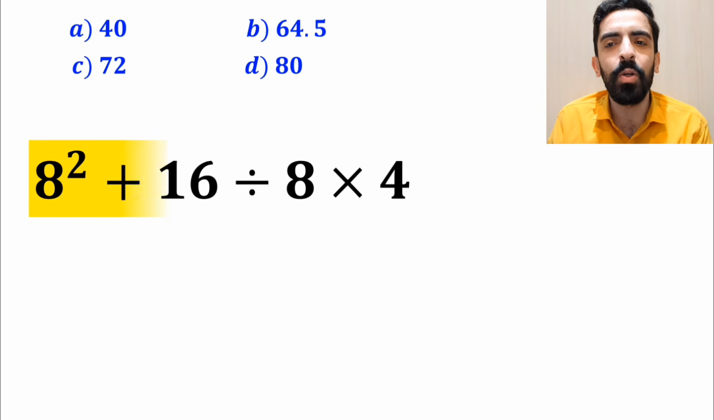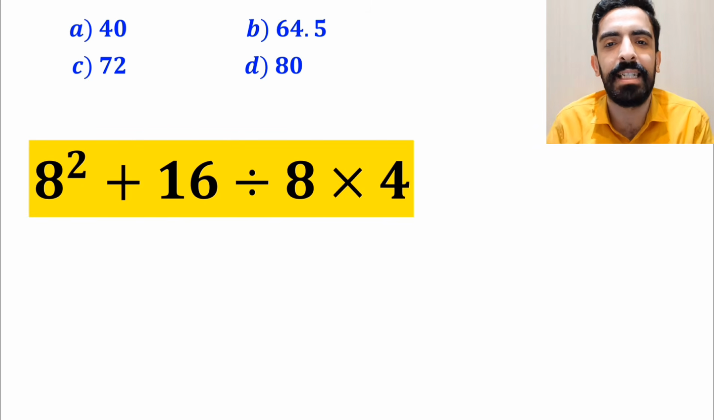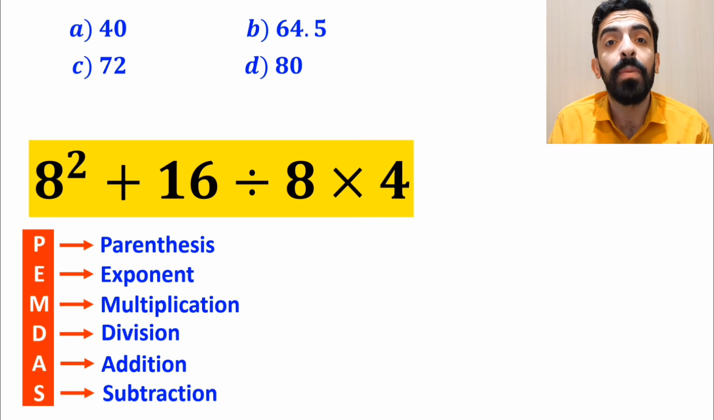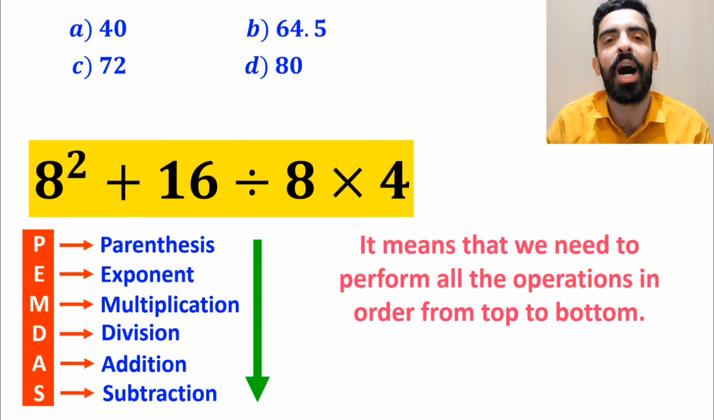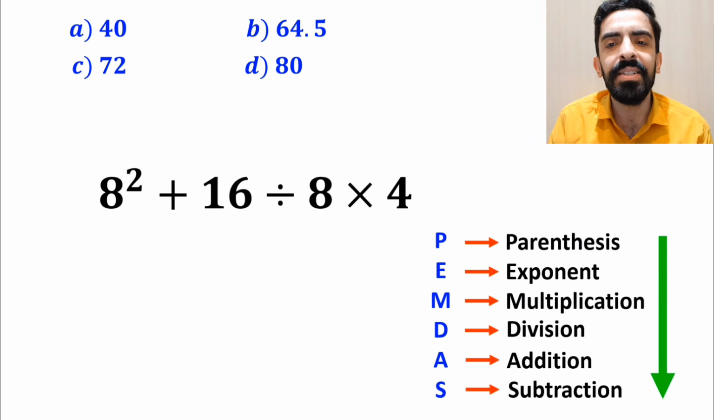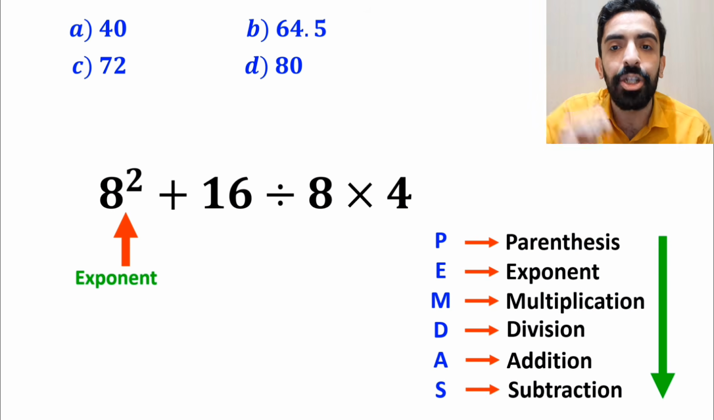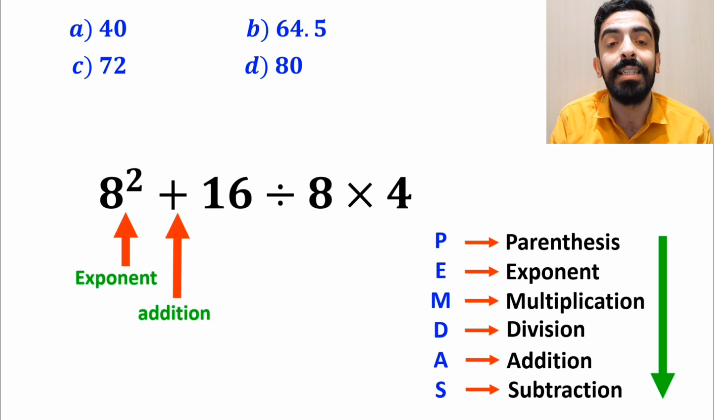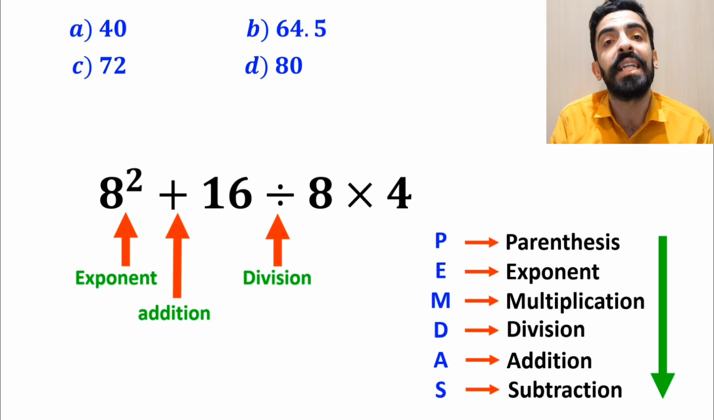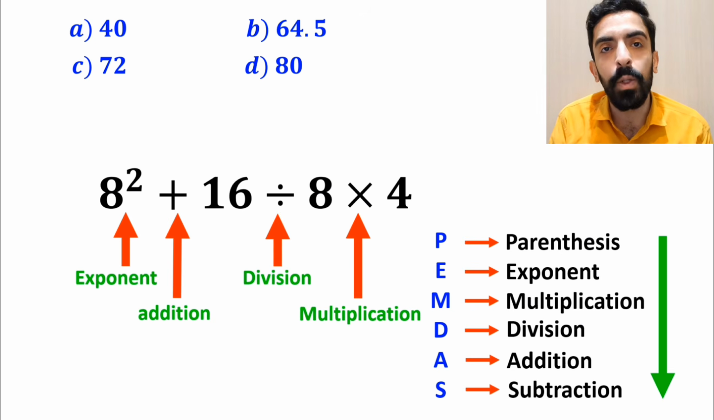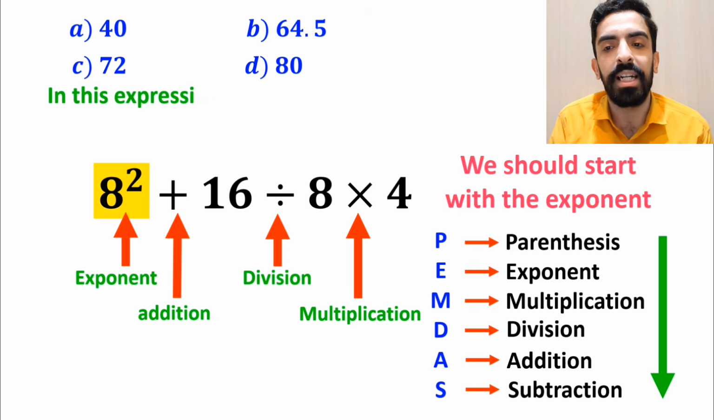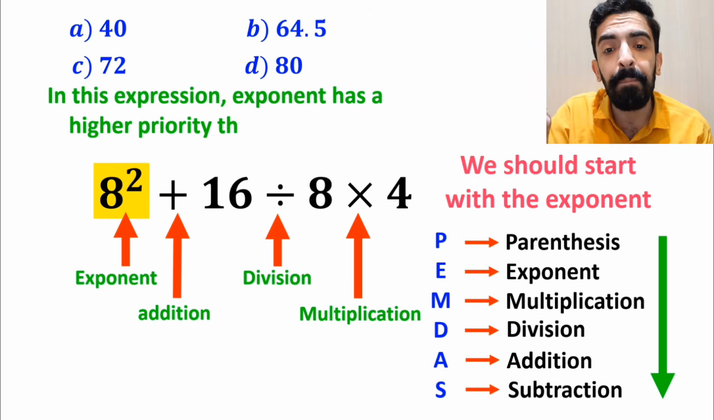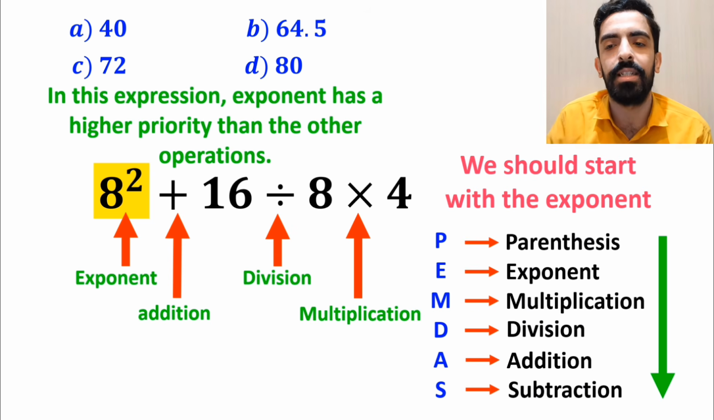Alright, now let me show you how to solve this expression properly. To solve this problem, we must follow the PEMDAS rule. It means that we need to perform all the operations in order from top to bottom. Alright, as you can see on the screen, in this expression, first we have an exponent, then an addition sign, followed by a division, and finally a multiplication. We should start with the exponent, because in this expression, exponent has a higher priority than the other operations.